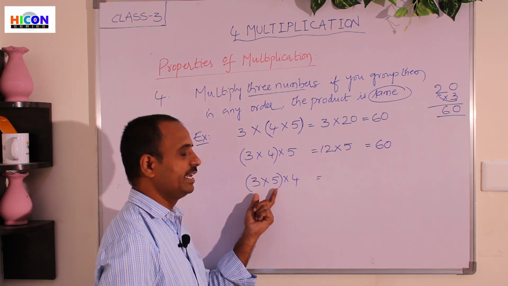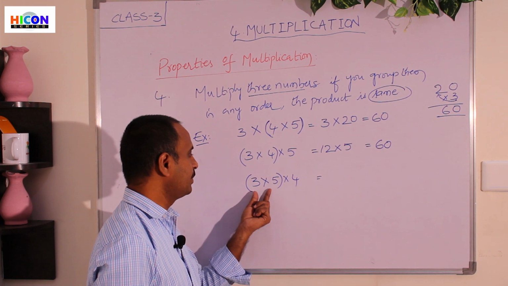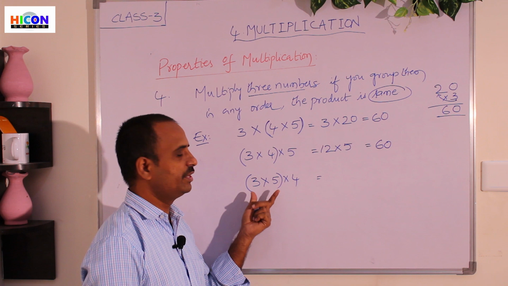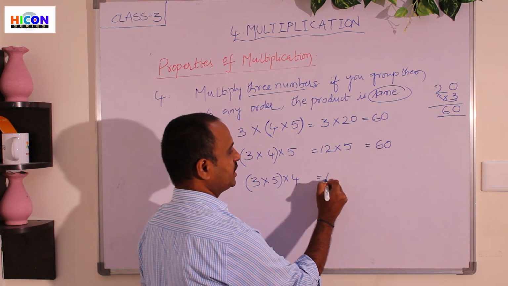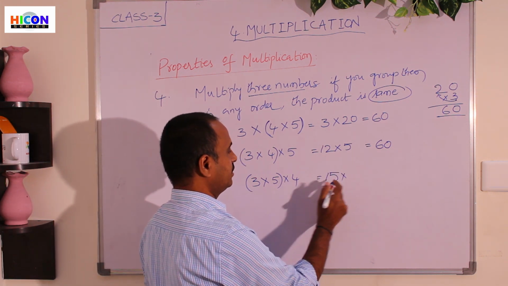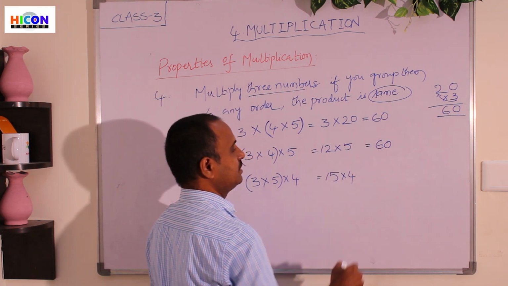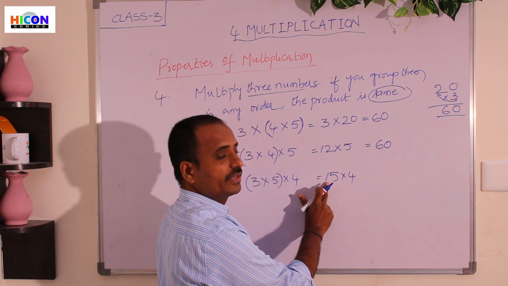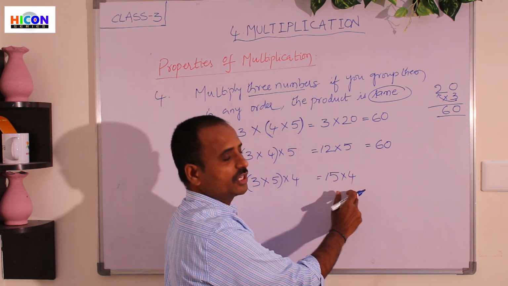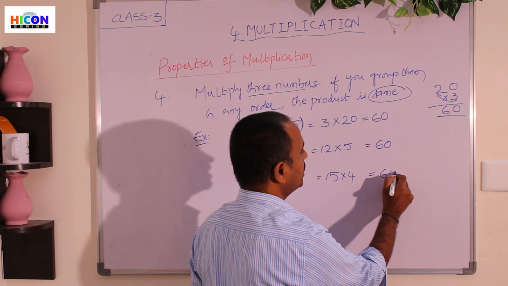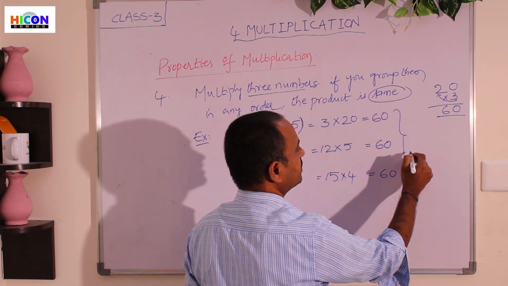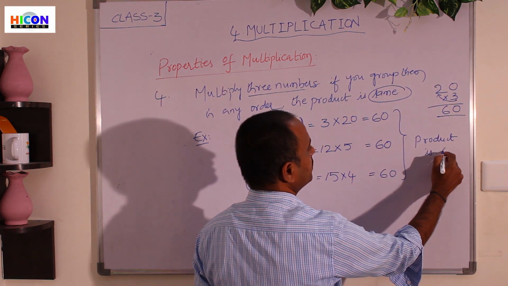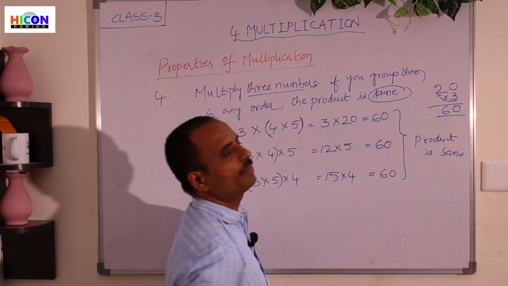So first multiply the numbers which are grouped. Which numbers are grouped here? 3 and 5. So multiply first those two numbers. 3 fives are how much? 3 fives are 15. And write the third number 4 as it is. Now 15 fours are, this is the 15th table. Children, 15 fours are how much? Again 15 fours are 60. So in the three cases, the product is same. Children, this is the fourth property.